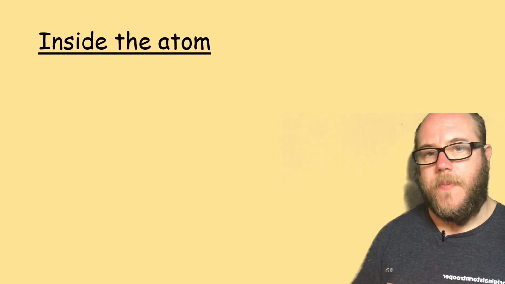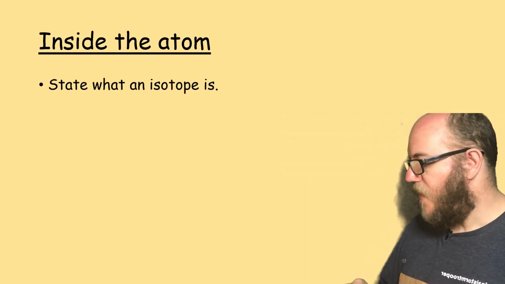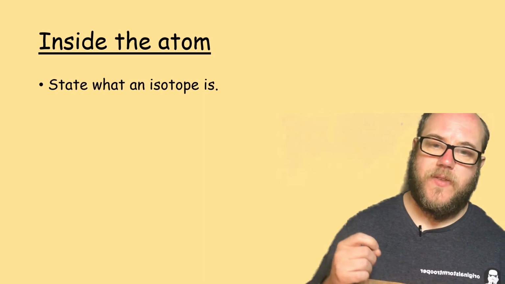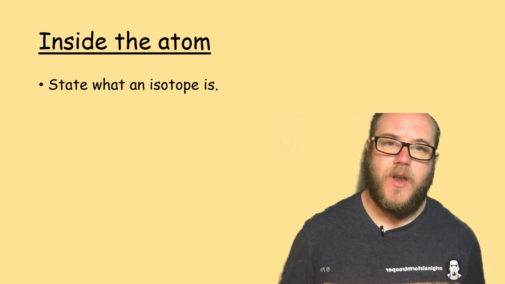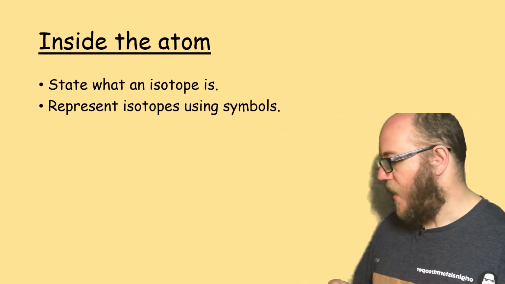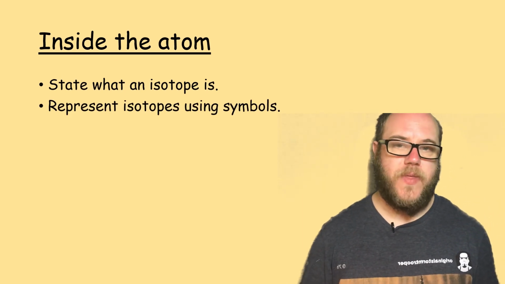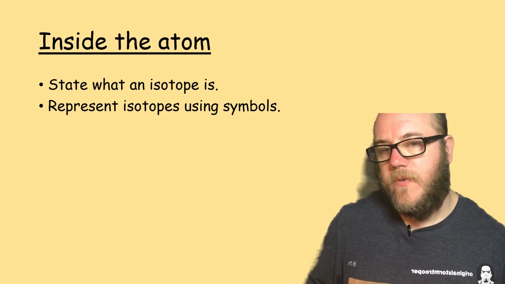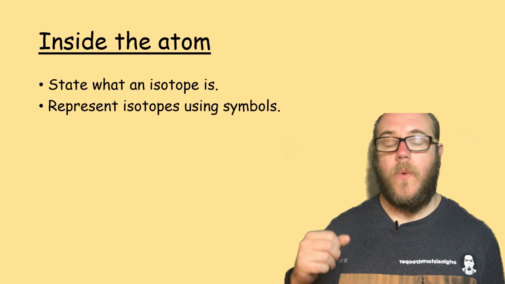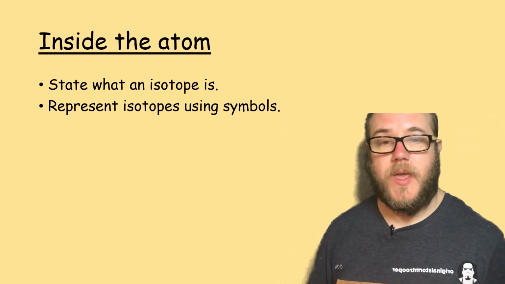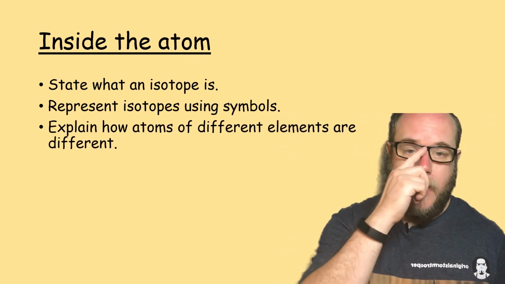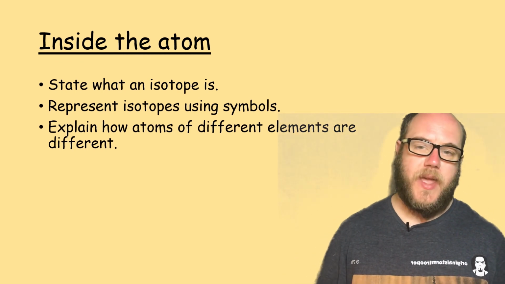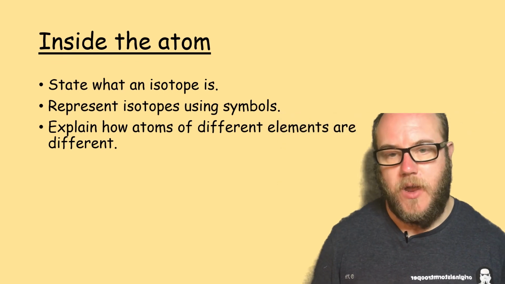What have we learned today? Inside the atom, we've had now a definition for what an isotope is. It's the same number of protons with a different number of neutrons. We've seen how to represent these using symbols. We simply change the mass number on the chemical symbol. I've explained that changing the number of protons changes what the element is and how the element interacts with the universe.